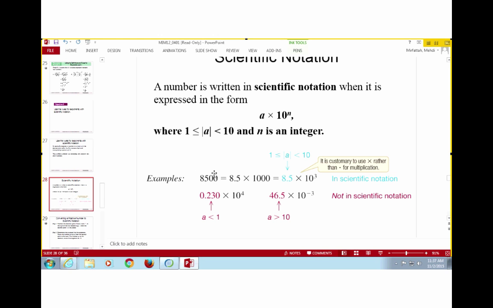Now, common sense tells me that this number is larger than 1. 8,500 is larger than 1. So when you're done writing in scientific notation, this better be plus 3. Otherwise, the negative 3 would correspond to a number less than 1. So remember, when you write a number times 10 to the power of a negative exponent, that corresponds to a number less than 1, right?